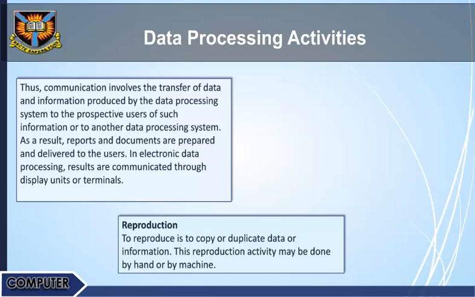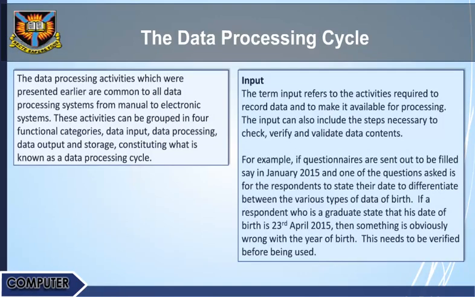Reproduction. To reproduce is to copy or duplicate data or information. This reproduction activity may be done by hand or by machine. The data processing cycle. The data processing activities which were presented earlier are common to all data processing systems, from manual to electronic systems. These activities can be grouped in four functional categories: data input, data processing, data output, and storage, constituting what is known as a data processing cycle.